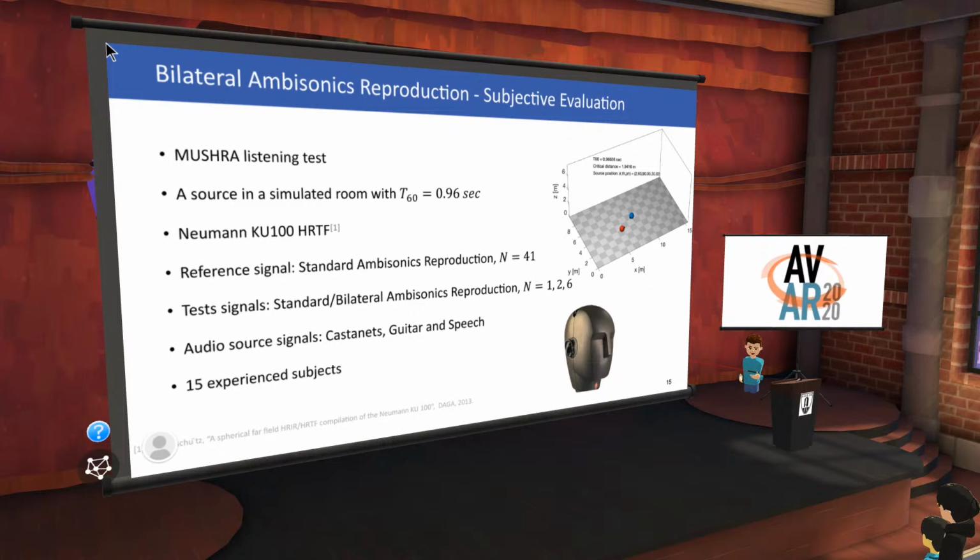So we have results from 15 experienced subjects. By experienced, I mean that they listened to spatial sound before and performed a similar experiment before.